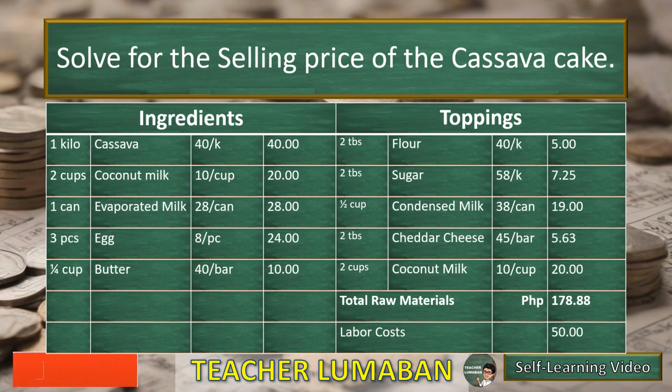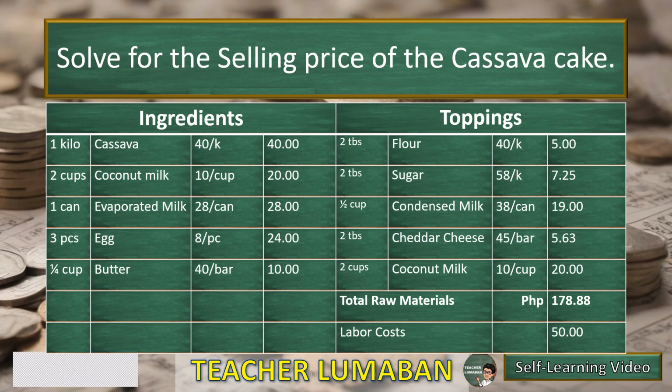Solve for the selling price of the cassava cake. Ingredients: 1 kilo of cassava is 40 per kilo, 40 pesos. 2 cups of coconut milk is 10 per cup, 20 pesos. 1 can of evaporated milk is 28 per can, 28 pesos. 3 pieces of egg is 8 per piece, 24 pesos. 1/4 cup of butter is 40 per bar, 10 pesos.